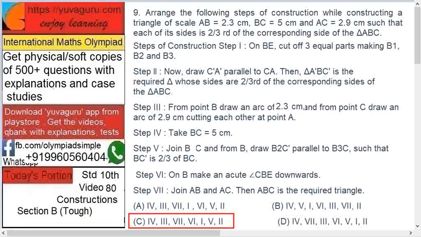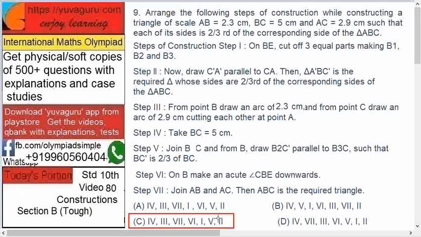In exam you stop here. Don't move ahead. But now we'll see this here. 6th is on B. Make an acute angle CBE. Then first is on BE. See here BE we have drawn here. So cut 3 equal parts making B1, B2, B3.